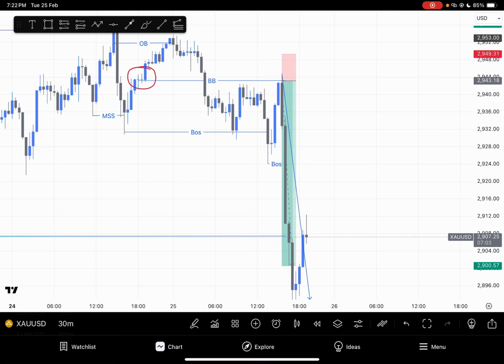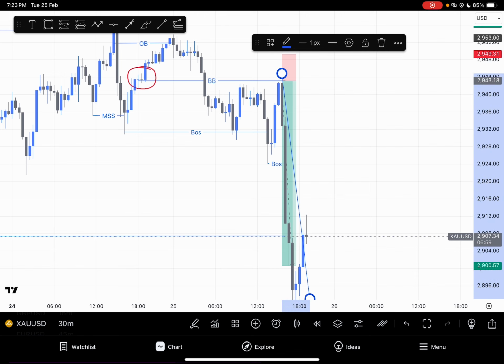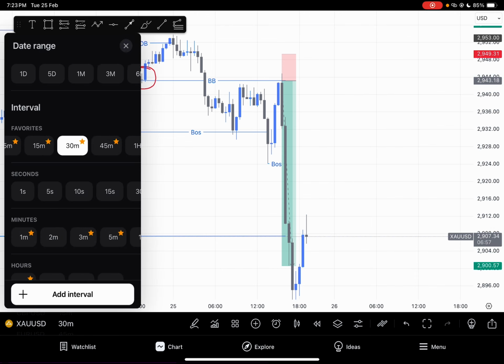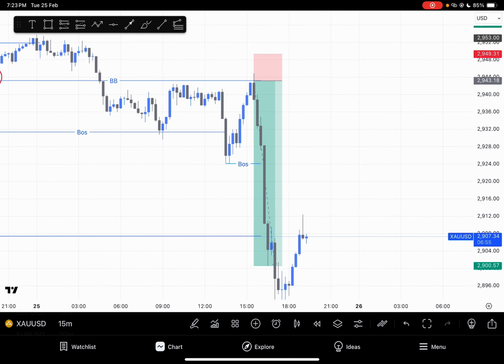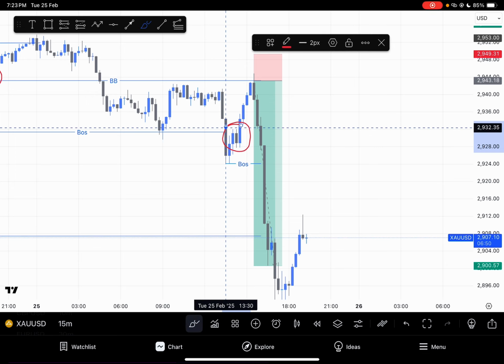From this point here, you can't see if there's a breaker block there. So what you should do, you have to go down to a lower time frame so you can spot the breaker block. Now from here, you can clearly see this order block. This is an order block that got violated, and the order block has automatically turned into a breaker block.